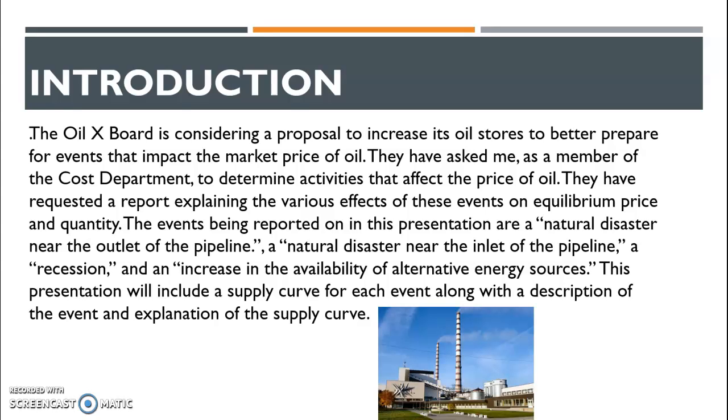The events being reported on in this presentation are a natural disaster near the outlet of the pipeline, a natural disaster near the inlet of the pipeline, a recession, and an increase in the availability of an alternative energy source, such as clean energy or electricity. This presentation will include a supply curve for each event, along with a description of the event and an explanation of the supply curve.